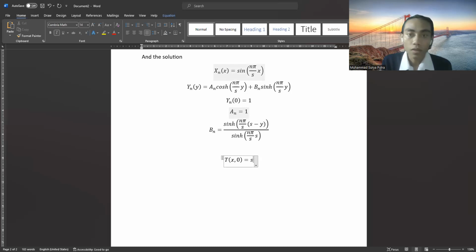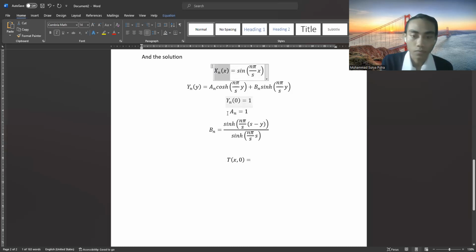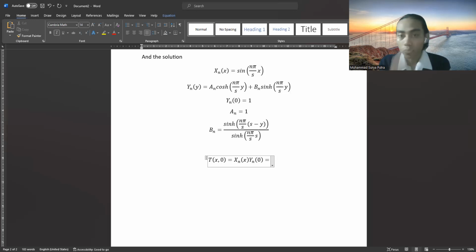So this is the one. Because the yn is 0, we just get the value of the xn. The xn is, okay, fine. Okay, this is 0. I get it, you got it right. So we got the equations as this one.